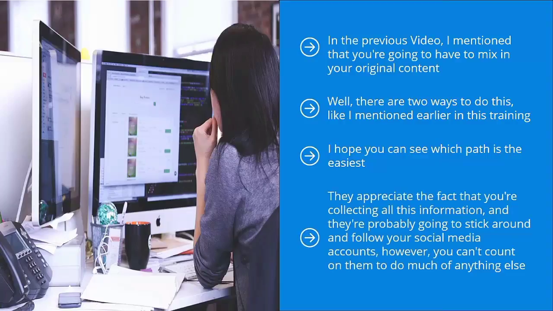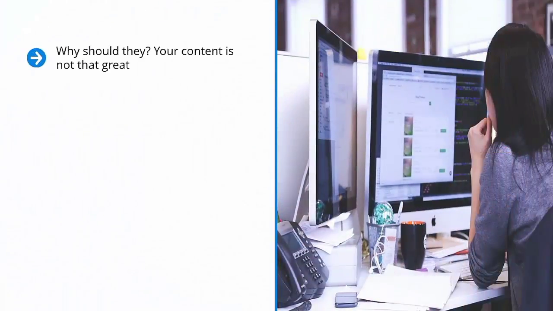They appreciate the fact that you're collecting all this information, and they're probably going to stick around and follow your social media accounts. However, you can't count on them to do much of anything else. There's really no incentive for them to join your mailing list. Why should they? Your content is not that great. They only need to compare the kind of original content you produce with the other top-notch third-party stuff you're sharing to see your weakness. Do you see the problem here? You have to produce top content if you want your brand to be credible.